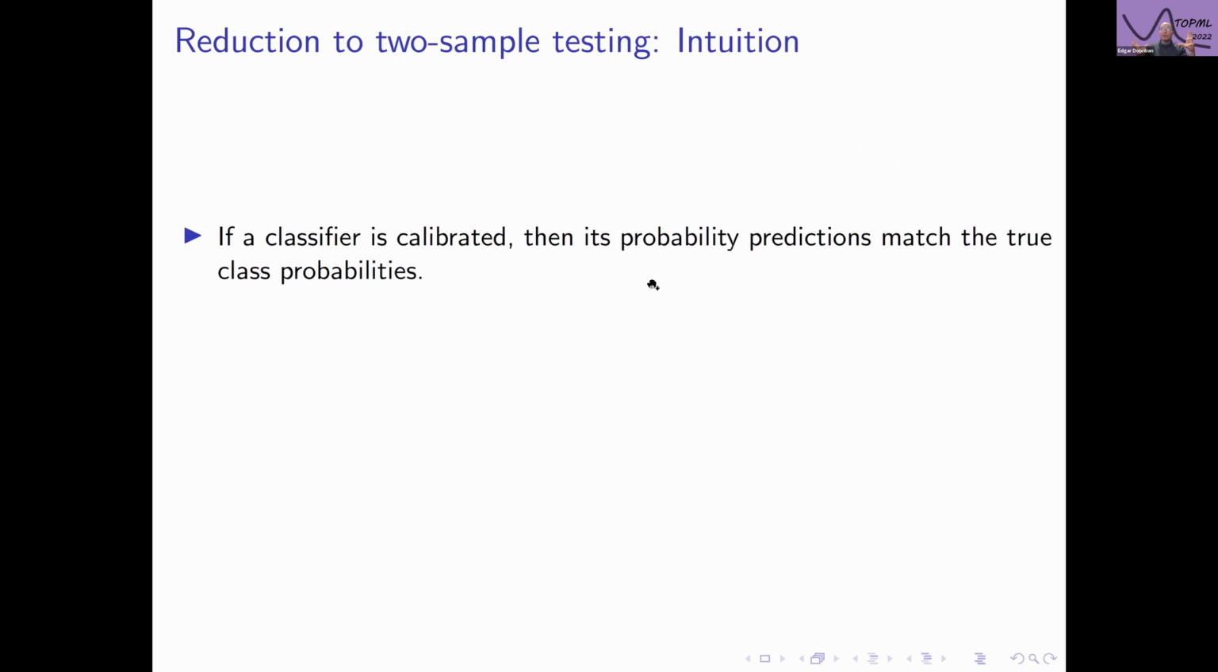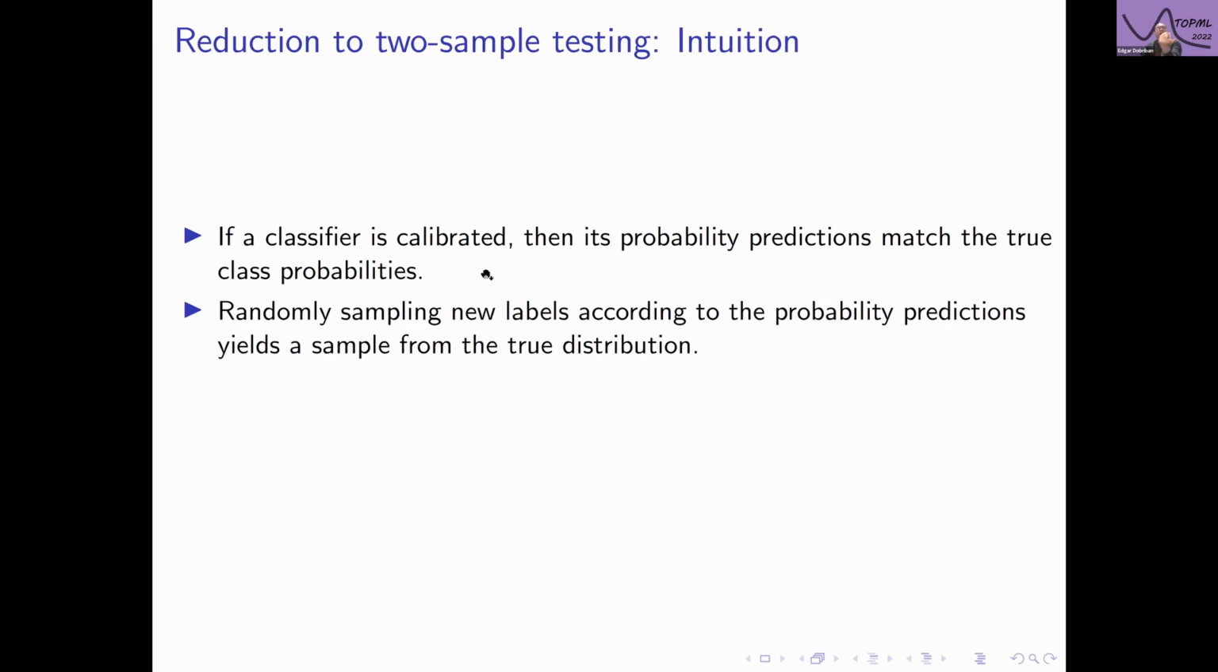So there's an intuitive idea of how to solve this problem, which is essentially correct, but is just numerically suboptimal. The idea is that if a classifier is calibrated, then by definition, the probability predictions of the labels match the true class probabilities. So we can just say, given the existing features, I can randomly draw labels according to the probability predicted by my classifier F. And if it is calibrated, then they should follow the same distribution as the true distribution, right?